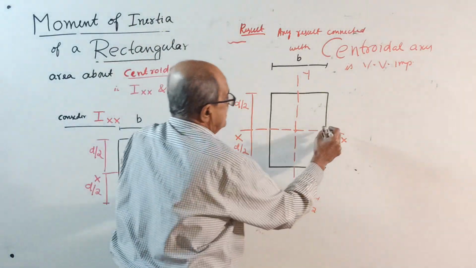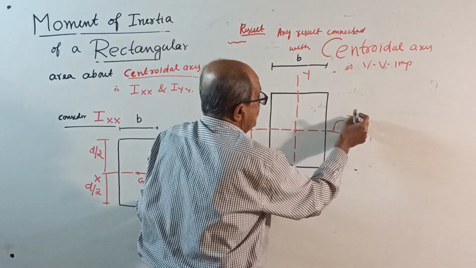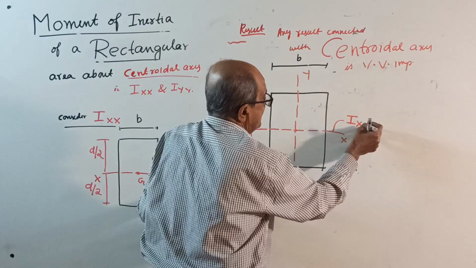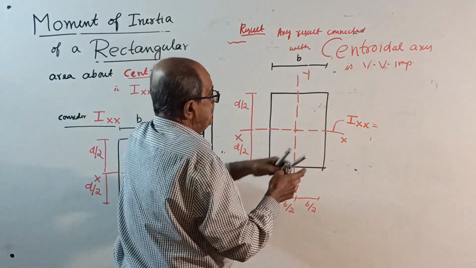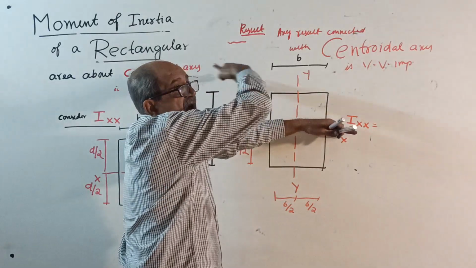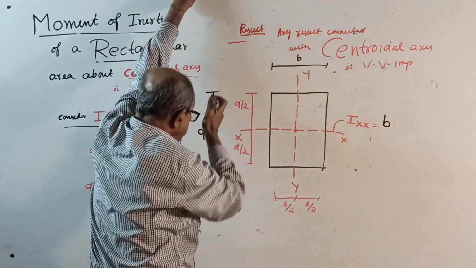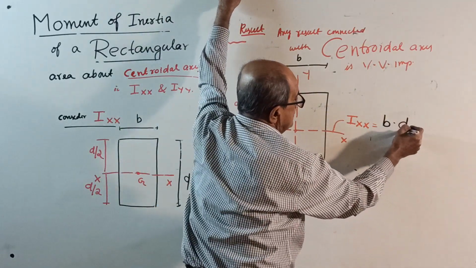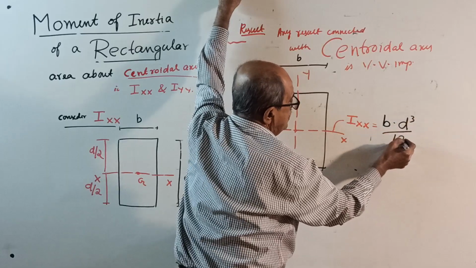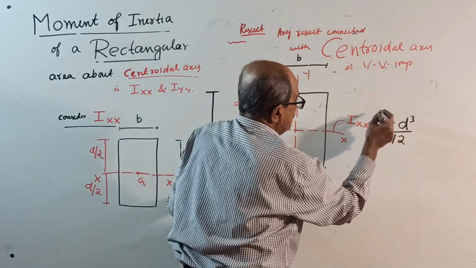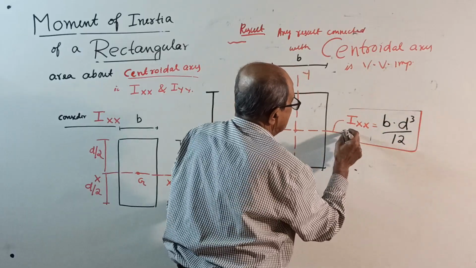Now write here, I about XX equal to, if you want about XX, parallel side b into perpendicular side d cube divided by 12. Okay, red color. IXX red color. Answer is black color only.